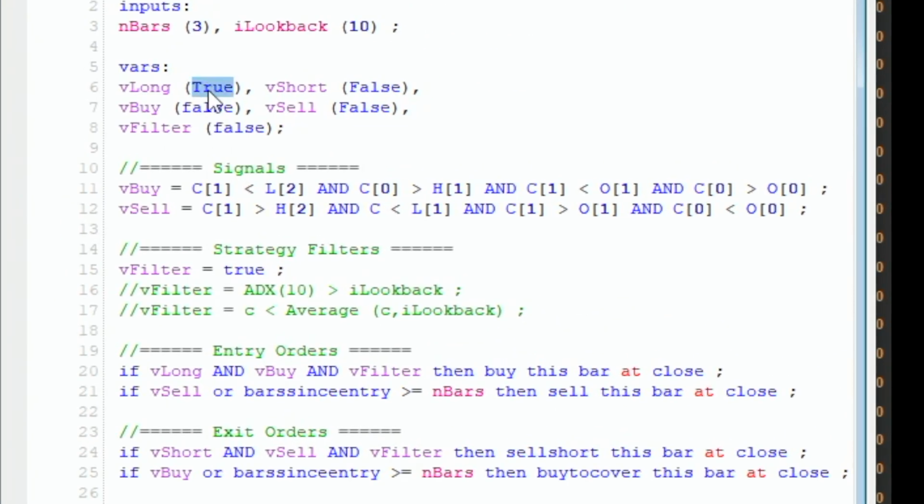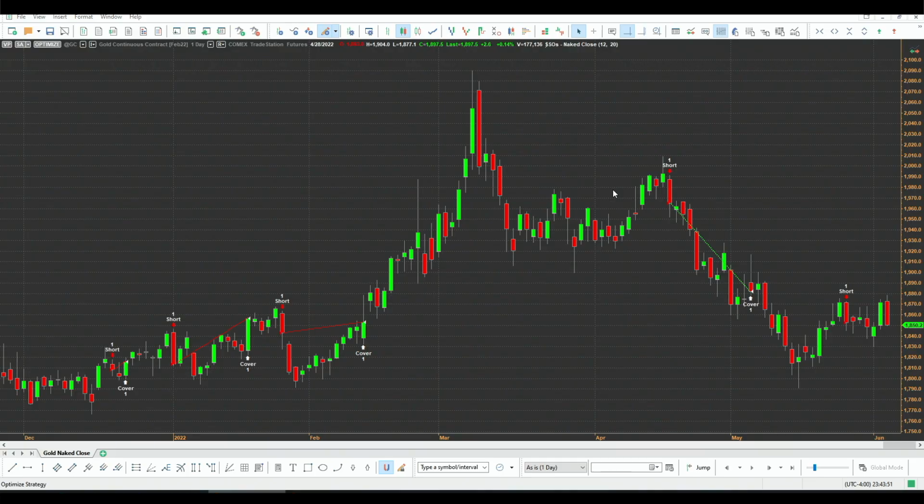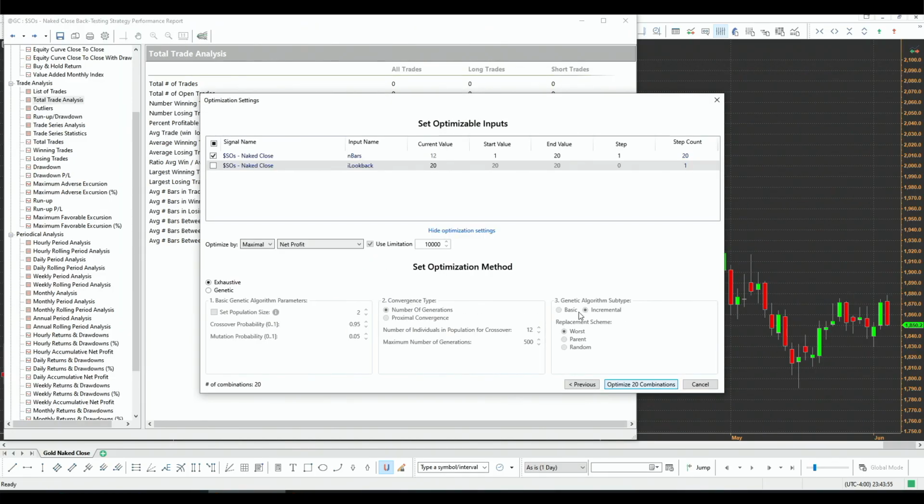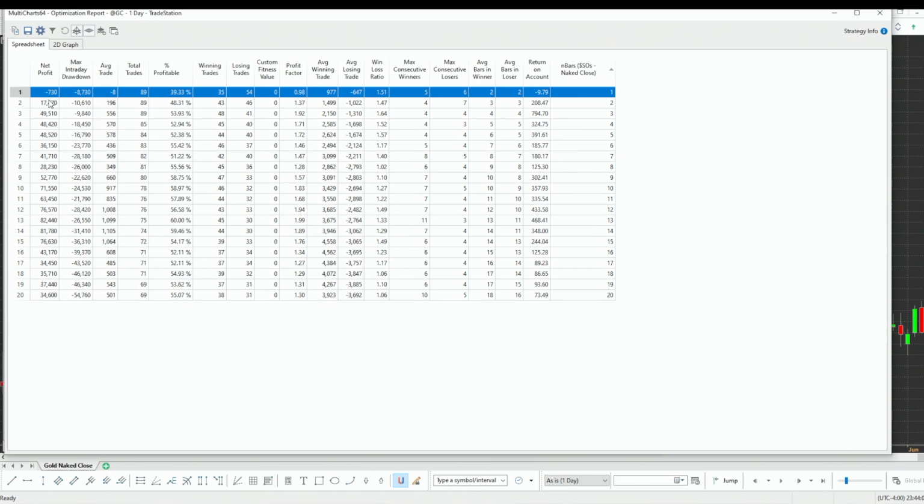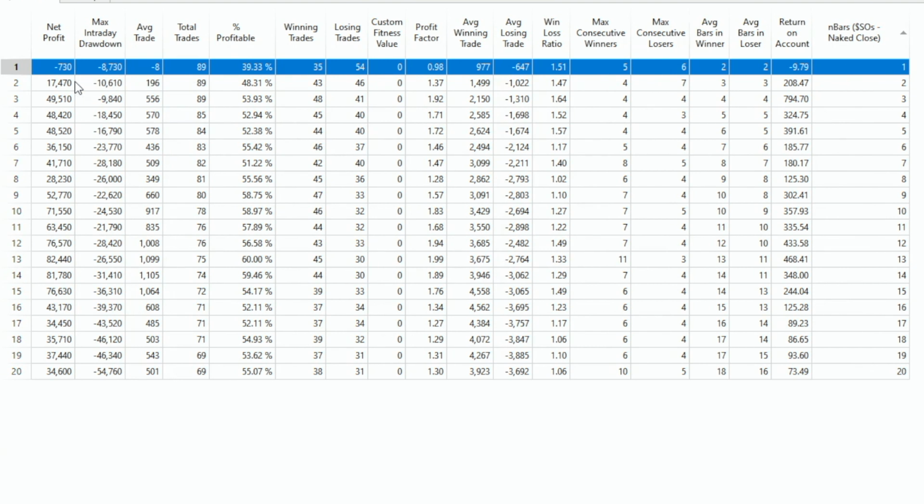So we will take the true here and put it here, and we'll make the long false, and let's compile and see which one is better in terms of number of bars. So again, we will test from 1 to 20. And for the short side, this is very interesting. Only number 1 is losing, and then all the rest are profitable.